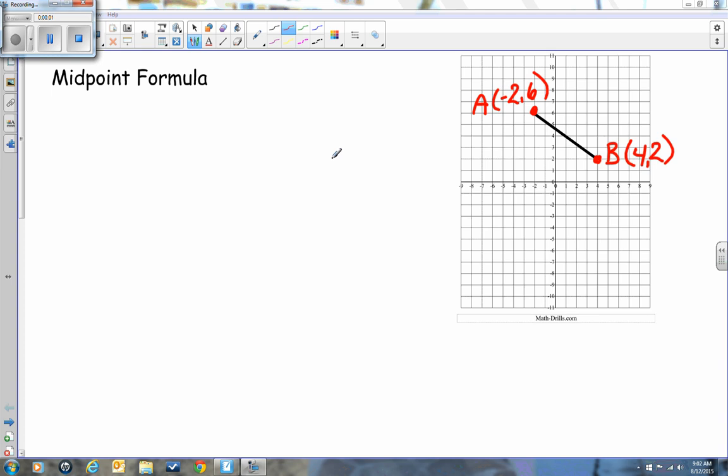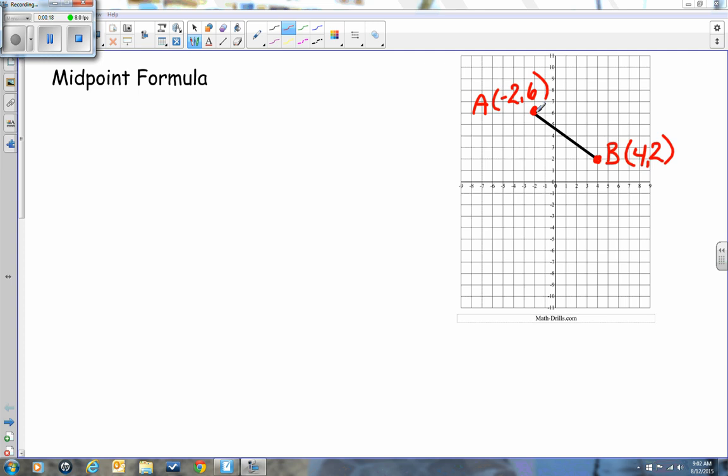Okay, today we're going to use the midpoint formula to find the midpoint of this nice little line segment over here. Now, if we want to find the midpoint, we could probably look at this line and say, okay, the middle's somewhere around in here. But we can't just guess. We need to actually find what it actually is.